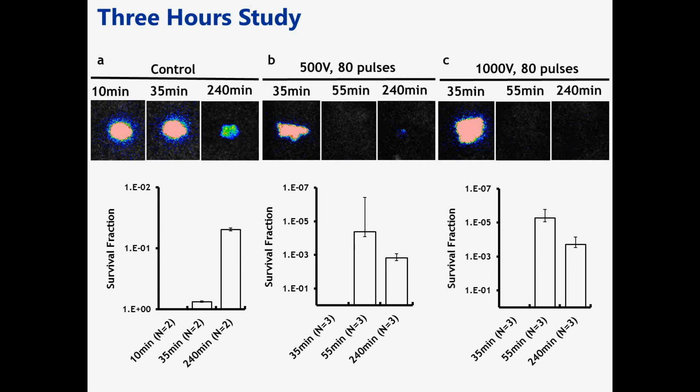With application of 500 volts, we can see that immediately after the treatment we got log 5 reduction in bacteria, but then 3 hours after some of them grew back, as we can see here. And eventually 3 hours after we achieved about log 3 reduction. And with 1000 volts, application of 80 pulses caused log 5 reduction immediately after the treatment, and the same log 4, log 5 reduction was observed 3 hours after the treatment.